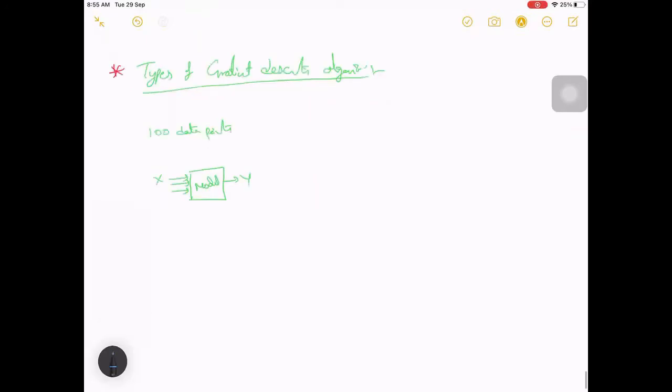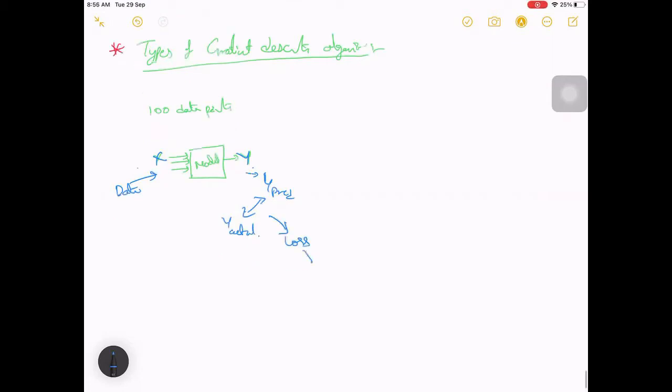If you take X and Y, let me recollect this. We send our data and see what the prediction is. We send data and get the predicted Y. Then we compare Y predicted and Y actual, and with this we get a loss. With this loss we update theta.